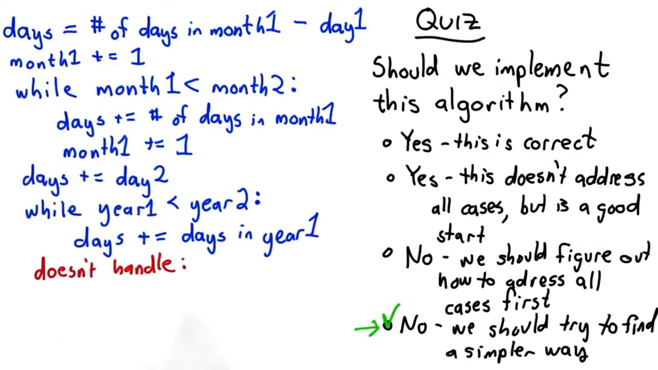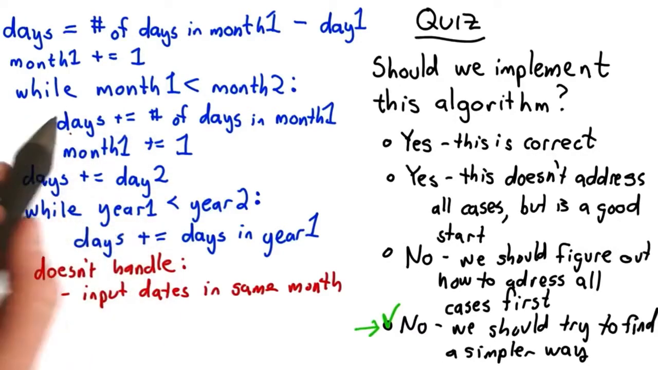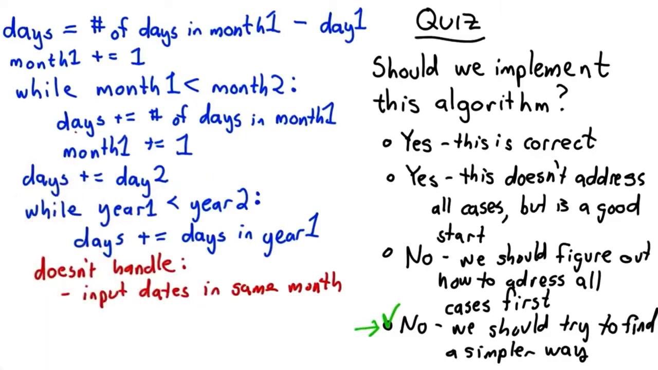So let's think about the cases that it doesn't handle. It doesn't handle the case where the initial days are in the same month, and it doesn't handle that because we're adding all the days in month 1 to the days, and then if day 2 was also in month 1, we're going to add that. We're going to get the wrong answer. We could handle this. Maybe we subtract the difference between the days. We have a special case for that. Maybe we need to do something different with this loop to account for when the months are the same. But that's painful. We're going to need a new special case. Adding 1 special case is okay.